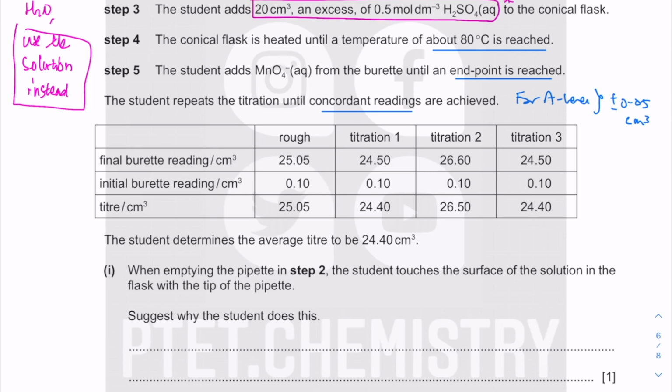So the student determined the average titer to be 24.40. It seems like the student picked that and that. This is too far away. This is 26.5. It's not 24.5. That's why you only take these 2 readings.